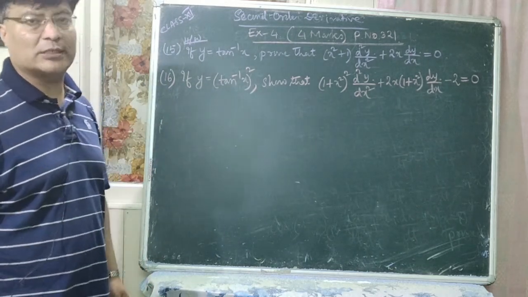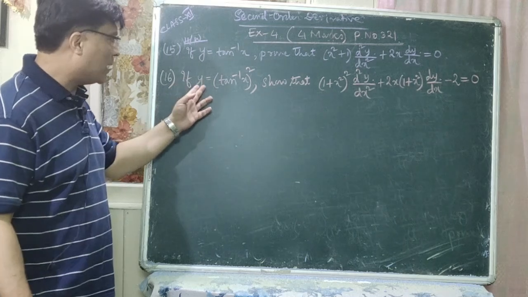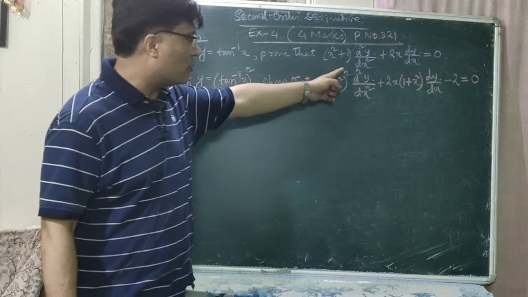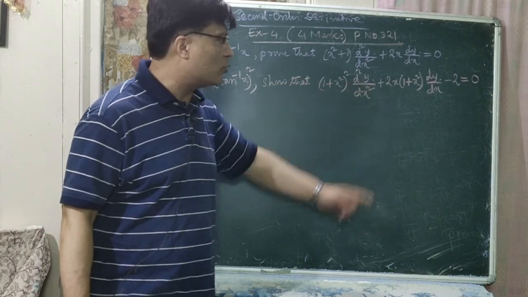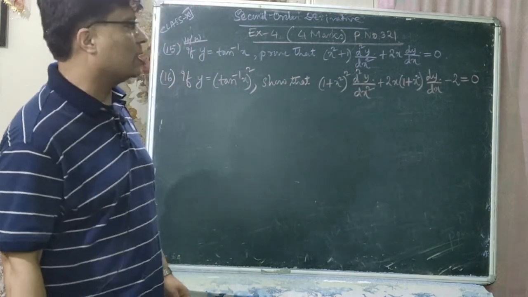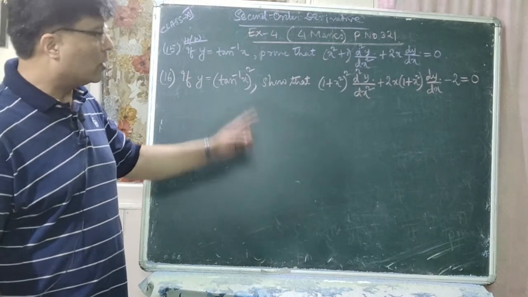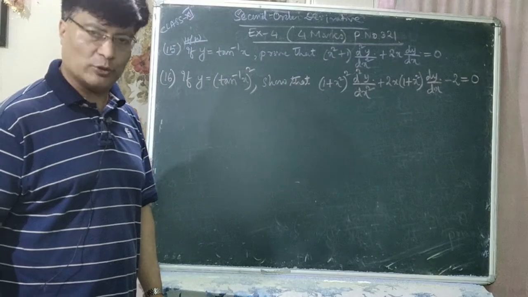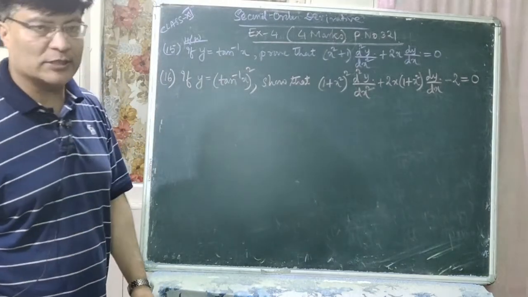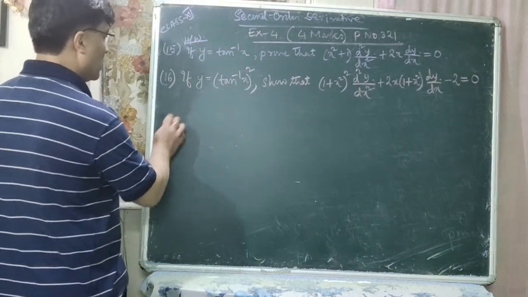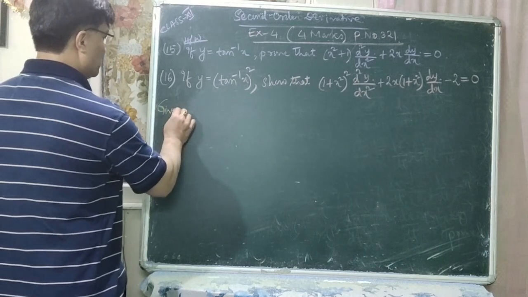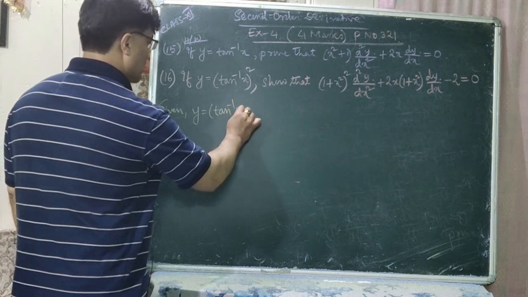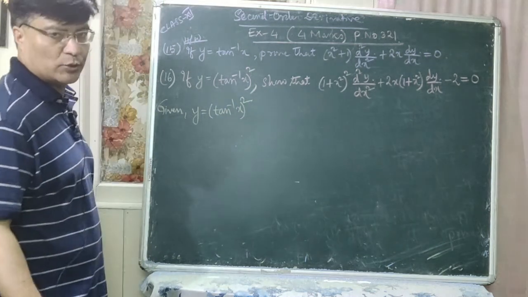Let's do question number 16 now. If y is equal to tan inverse x whole square, you have to prove that 1 plus x square whole square d2y by dx square plus 2x into 1 plus x square into dy by dx minus 2 is equal to 0. So let's do question number 16 now. So here given is y is equal to tan inverse x whole square.